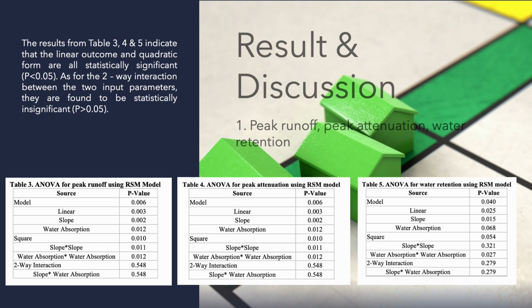Based on the results from Tables 3, 4, and 5, it indicates that the linear and quadratic terms are all statistically significant, where p is less than 0.05. As for the two-way interaction between the two input parameters, they are found to be statistically insignificant, with p being more than 0.05.